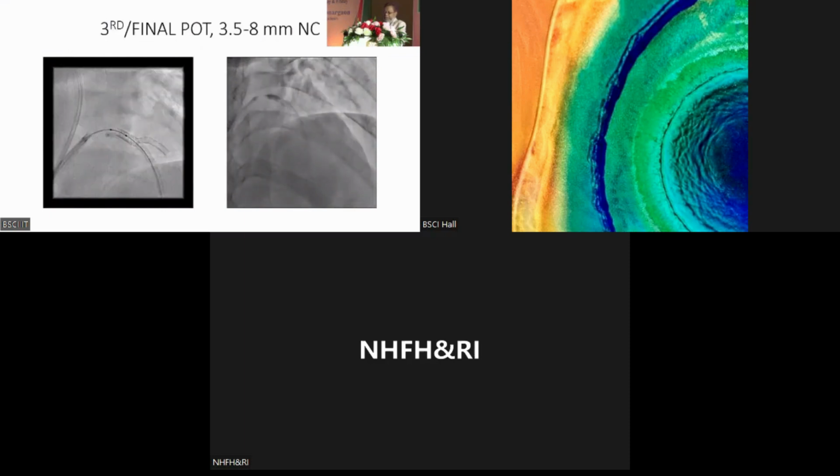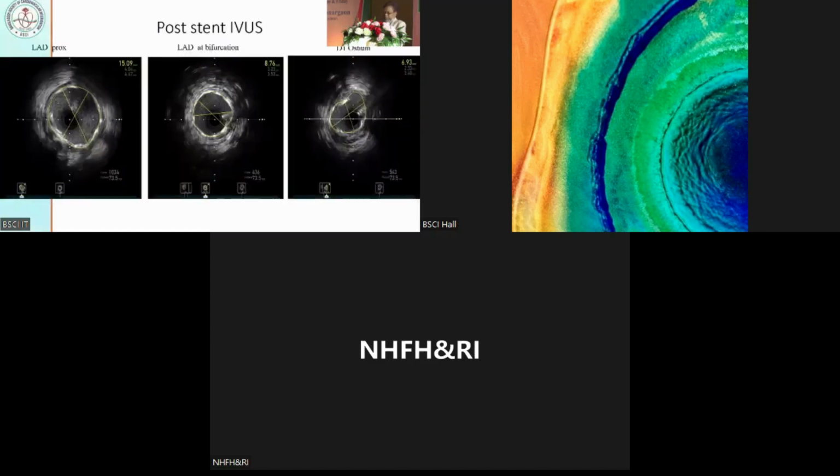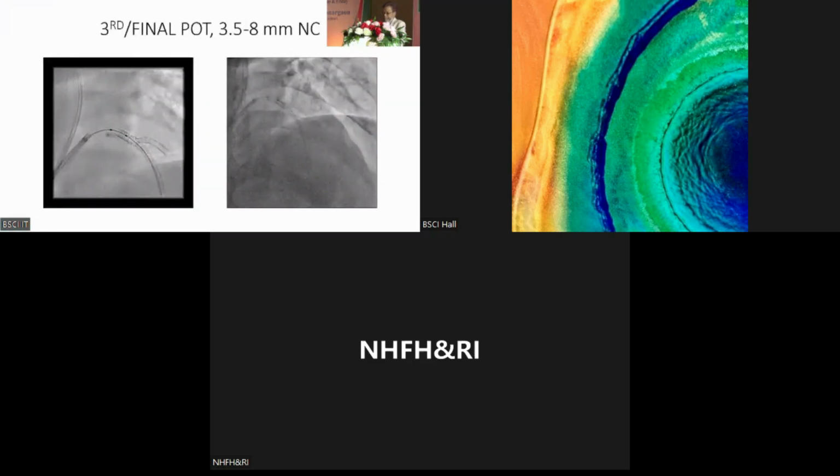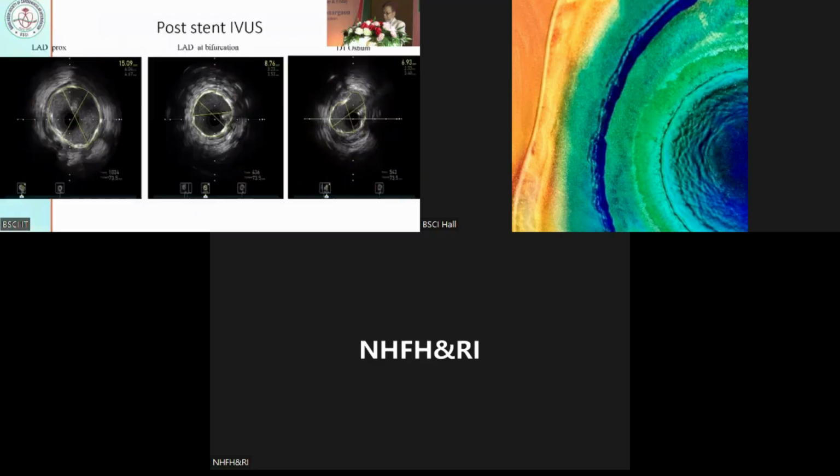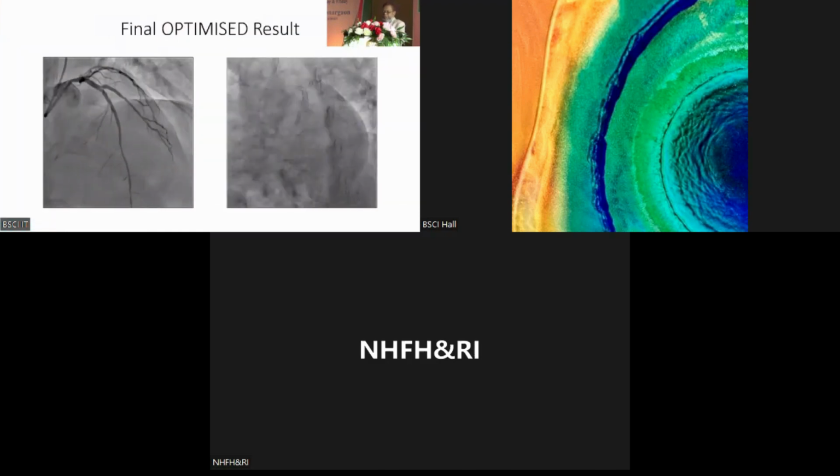And this is the result after. This is the result after the final POT. On the right, POT is done. And you see the post-stent IVUS on the left side, left panel, 15.09 LAD diameter, and on the right panel D1, 6.93 ostial diameter, proximal diameter. And this is the final result.